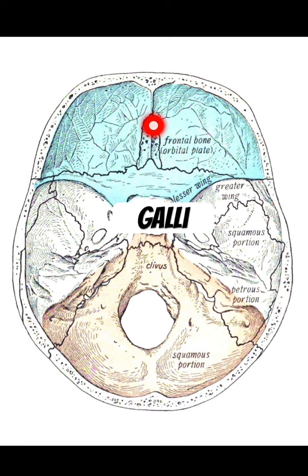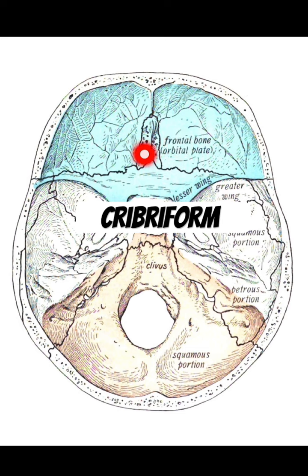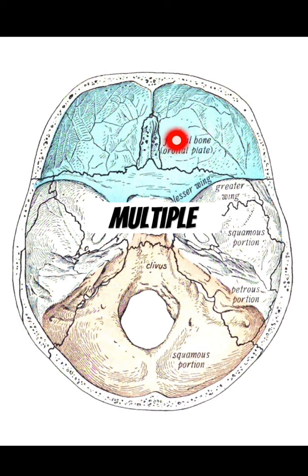This crista galli gives attachment to the anterior end of the falx cerebri, whereas this cribriform plate is pierced by multiple foramens. And laterally it is related to the frontal lobe.